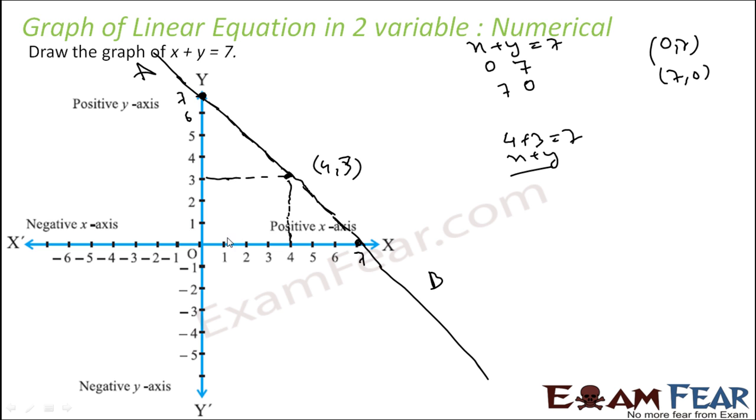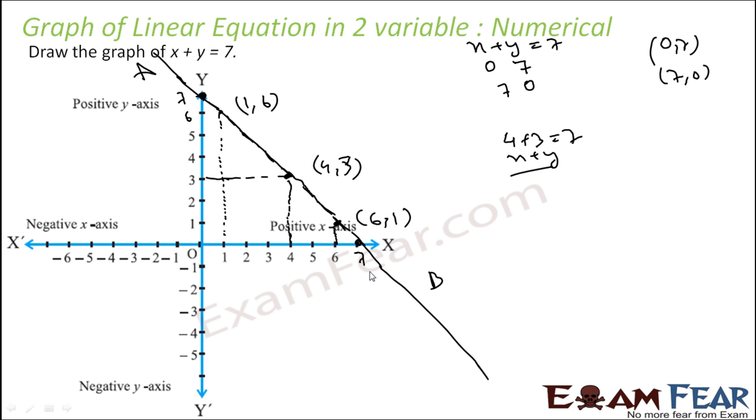If you draw a line from here, you will see that it will meet somewhere here. So this point is (1, 6). And (1, 6) is also a solution. For this point, if you see, it is (6, 1). This is also a solution, right? 1 plus 6 is 7, 6 plus 1 is 7, 4 plus 3 is 7. So any point on this line will be a solution.